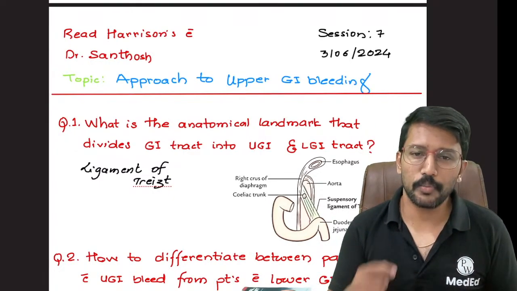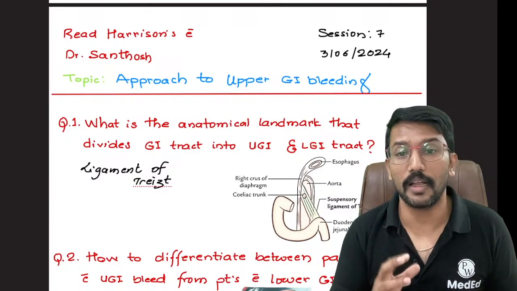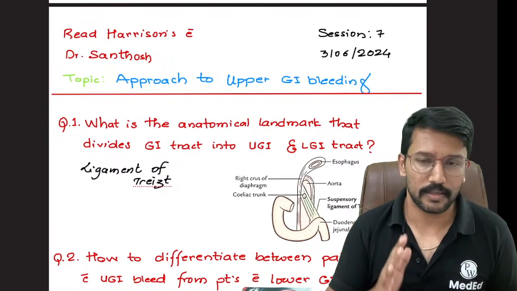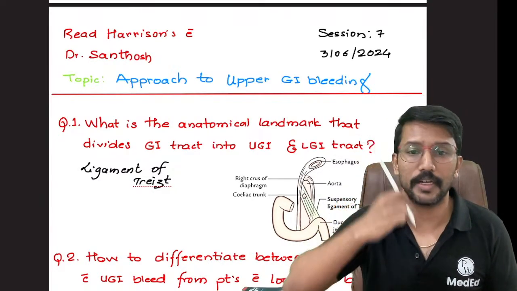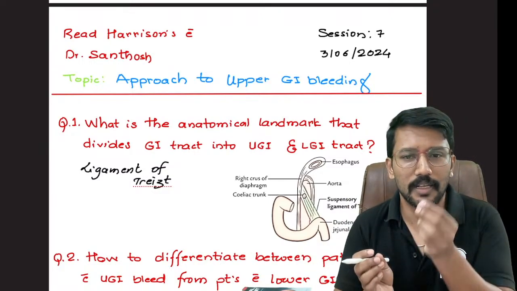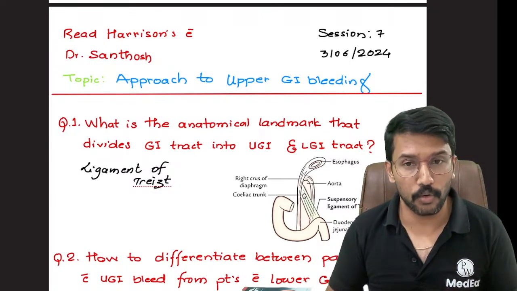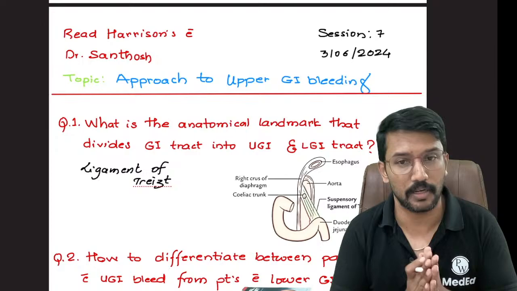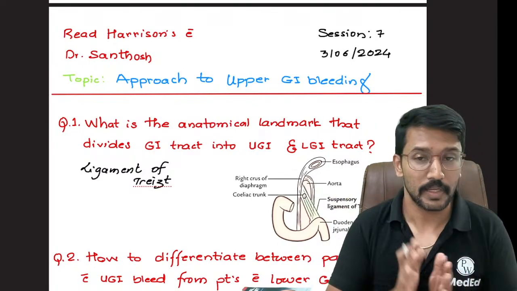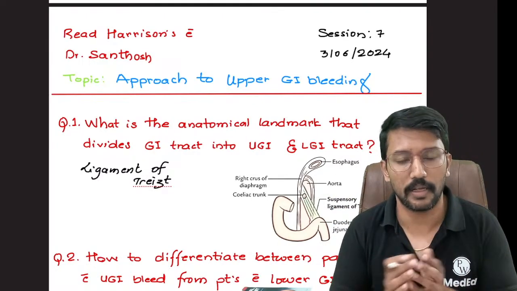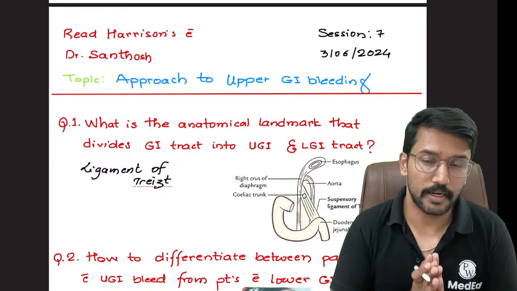Similarly, the colonoscopy can reach a maximum of the terminal ileum, not beyond that, right? So please remember now, if I do an upper GI endoscopy, I can reach till the ligament of Treitz. If I do a lower GI endoscopy, I can reach till the terminal ileum. So I can visualize the entire large bowel and a little bit of terminal ileum through the lower GI endoscopy.